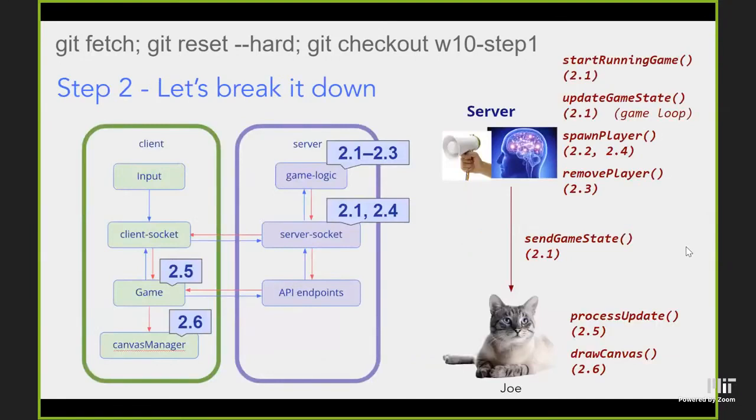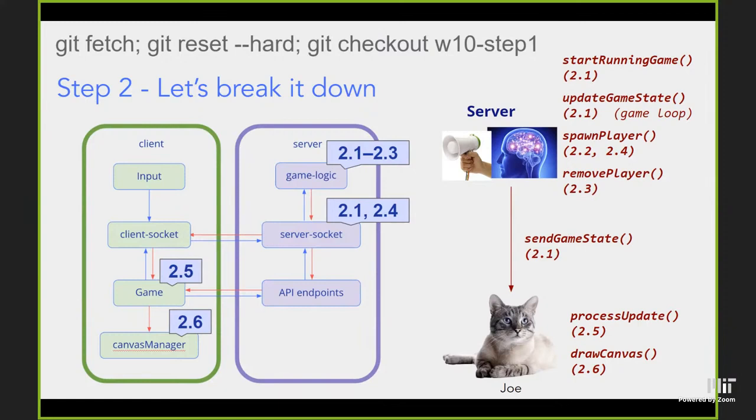So let's break down step two before we get into it. Just a quick overview. We have this diagram on the right side of how the server is going to communicate with the client. What we've been doing with sockets is server-client communication, right? So for now, we're going to start with sockets, and we're not going to send anything from the client to the server in step two. Right now, we're just having the server send stuff to the client.